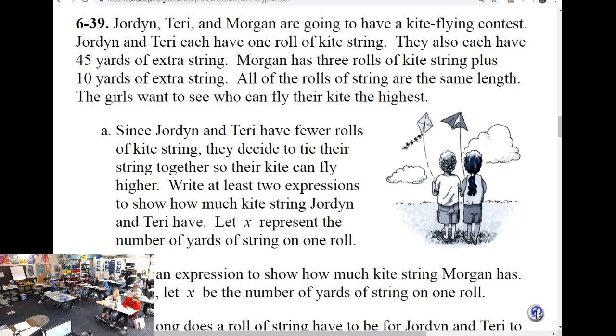Why does it say let X represent? That's a mathematical way to say what we are setting up for the problem. Because we use X so much, we don't always use it. So if I was writing this problem, I might say let R equal the string on a roll. You're just defining what the variable represents. You're just telling people information. Okay?